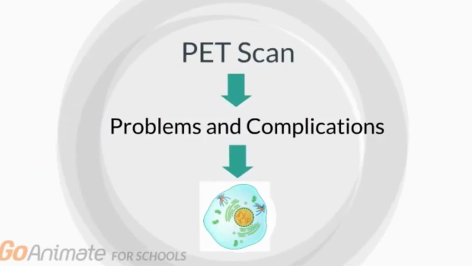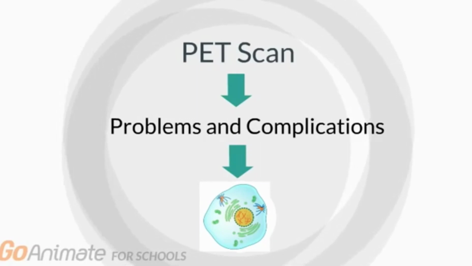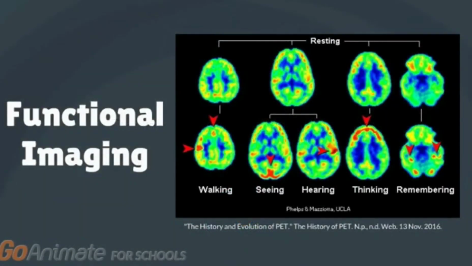A major difference between PET scans and the two previous scans is the ability of a PET scan to show problems and complications at a cellular level. The resolution might not be as clear as an MRI or CT scan, however it gathers more functional information.